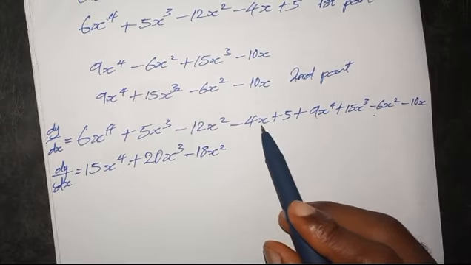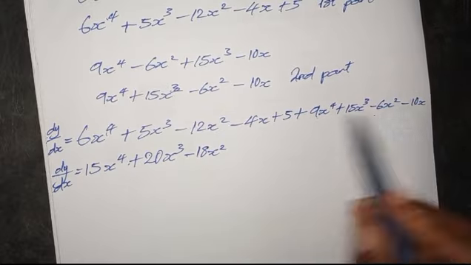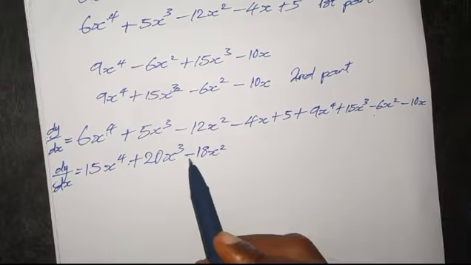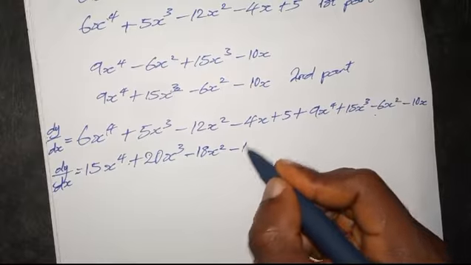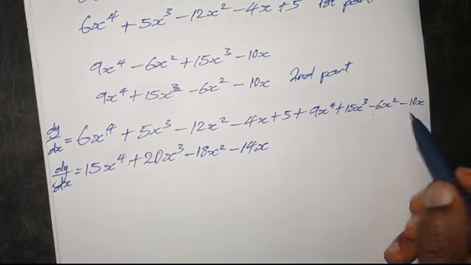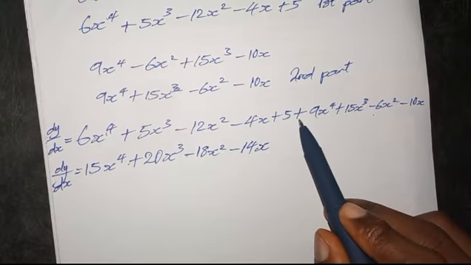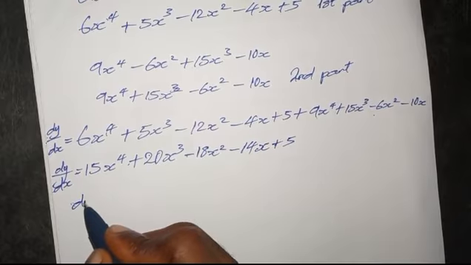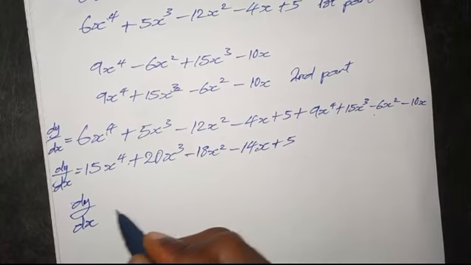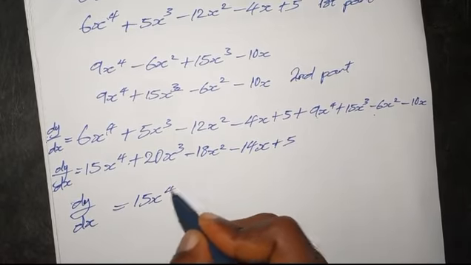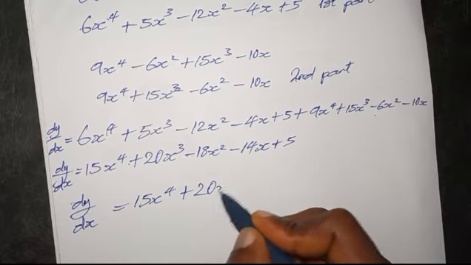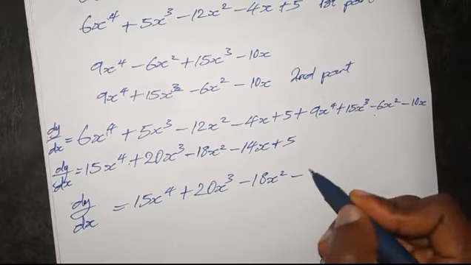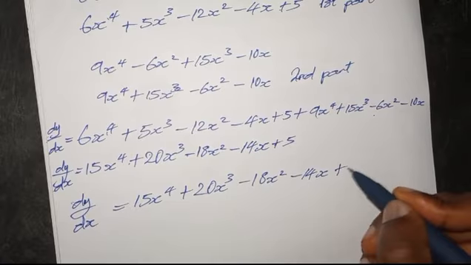Look for the one that has only x, which is minus 4 and minus 10. Minus 4 minus 10 is the same thing that was applicable here. You bring the negative sign, minus 14x. And is there anything that is left? Yes, 5 is here, plus 5. So your dy over dx is equal to 15x raised to power 4 plus 20x raised to power 3 minus 18x raised to power 2 minus 14x plus 5.